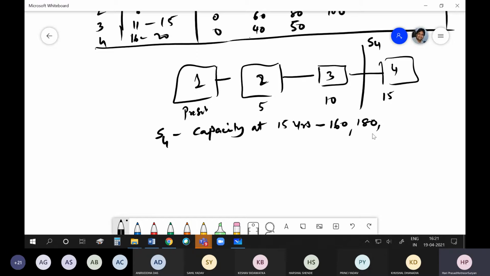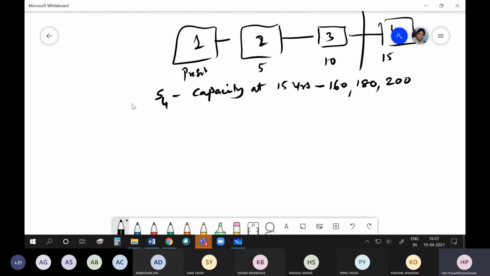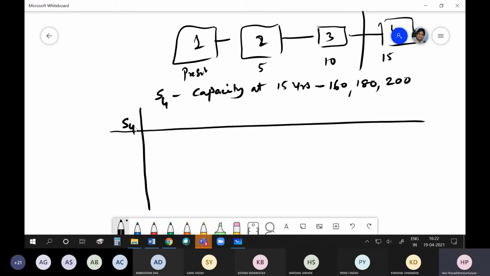Or I may also have 200 units. If I had developed fully, I may get 200 units at 15 years itself. So what will be the table now? If I put S4 as this, S4 has the possible values of 160, 180 and 200.